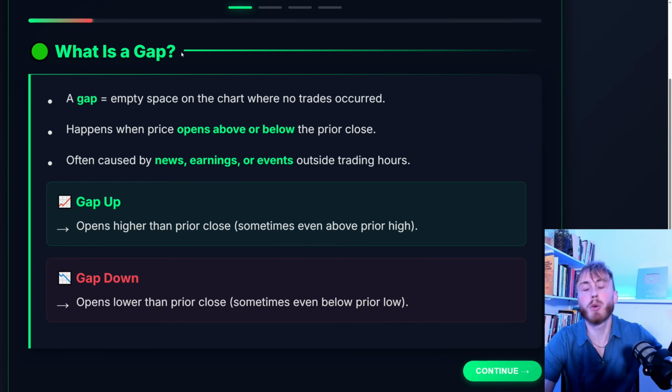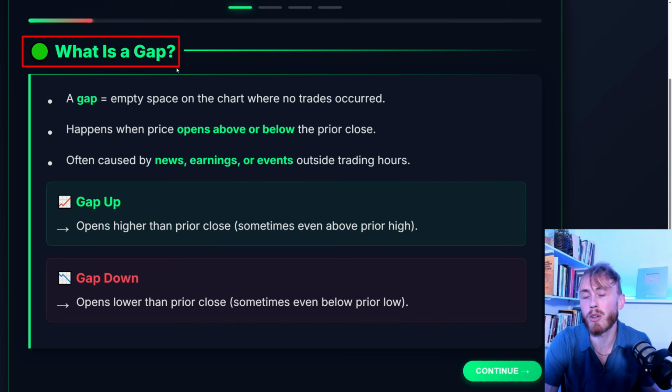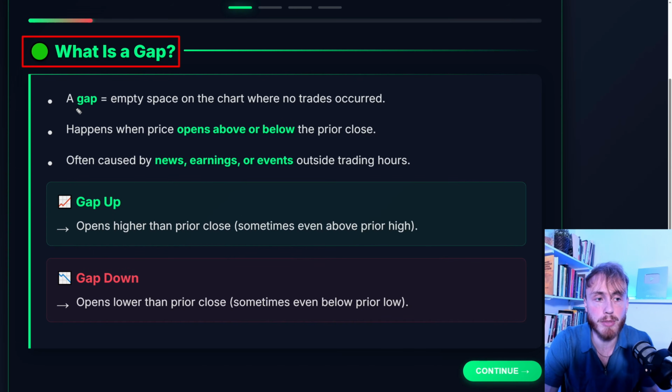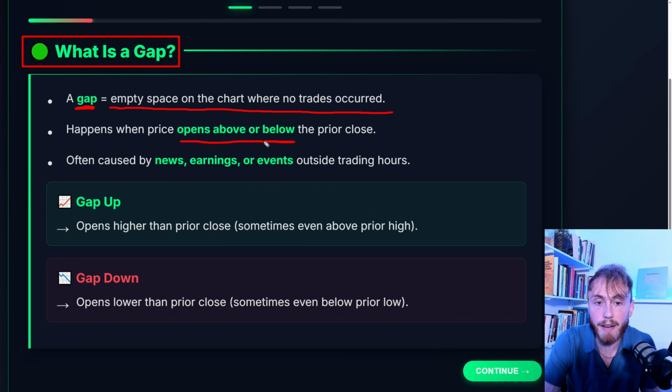But alright, so before we can start trading using gaps, we of course need to learn about what a gap is in the first place. And in very simple terms, a gap in trading is an empty space on the charts where no trades occurred. So this happens when the price opens above or below the prior close, and some traders actually don't consider it a real gap unless we see a gap between the wicks.